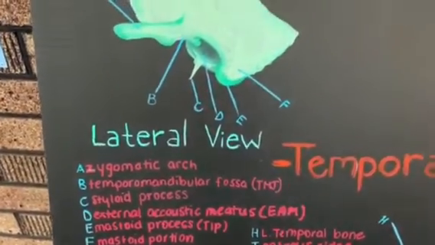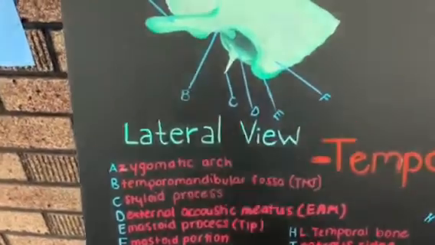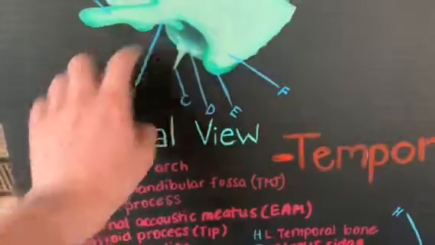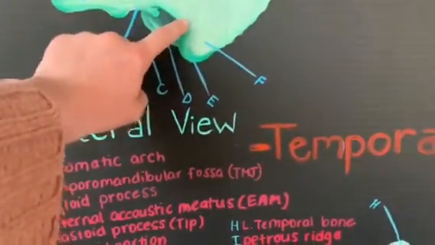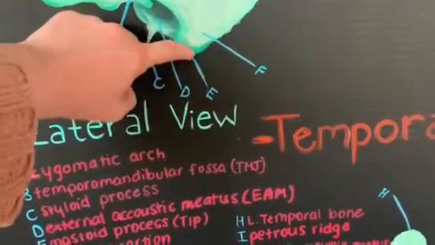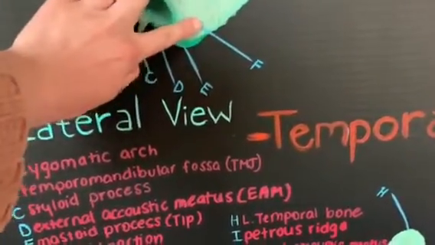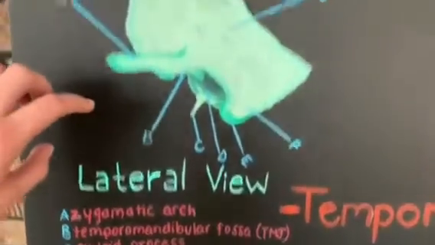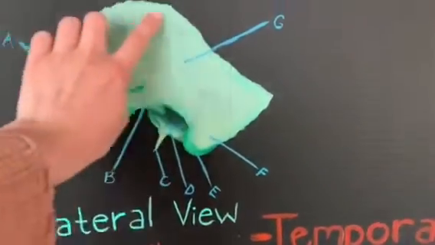D is the external acoustic meatus, your EAM, which we learned from skull positioning is where we line up a lot of our projections, and that is the opening of your ear. Then we have the mastoid process here, or also the mastoid tip, along with your mastoid portion. So those are related, mastoid and mastoid. And then the last is your squamous portion, which is this large portion right here.